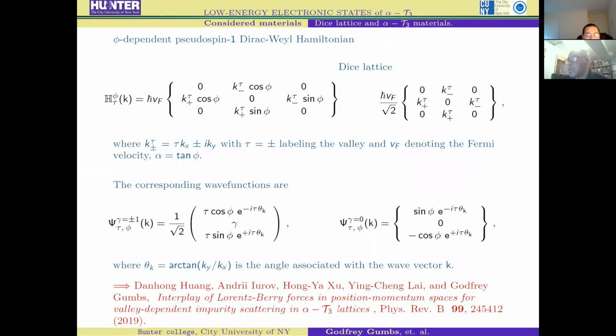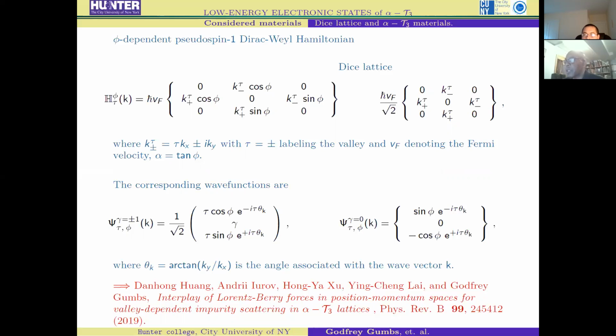Now, the energy bands can be obtained in a very straightforward way using the Dirac-Weyl Hamiltonian, which I'm giving here on the left-hand side. And it involves a parameter phi, which is related to the parameter alpha in the following way, namely that the tangent of phi is equal to alpha. So far we have two parameters, or maybe three, which we need to be aware of in some of the work which I'm going to be describing here, namely gamma for the energy bands.